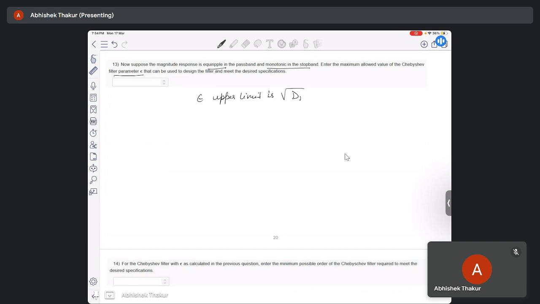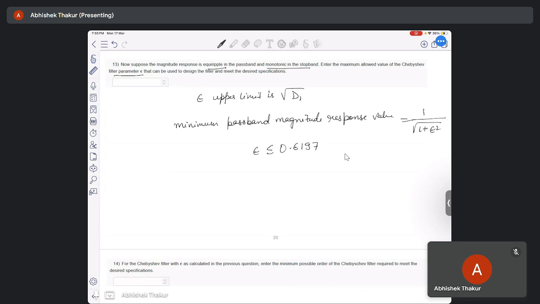Response value is 1 by... minimum passband magnitude response value is equal to 1 by square root of 1 plus epsilon square. So which cannot be less than 1 minus delta 1, and delta 1 is the passband tolerance. So in this question, epsilon is less than or equal to 0.6197.